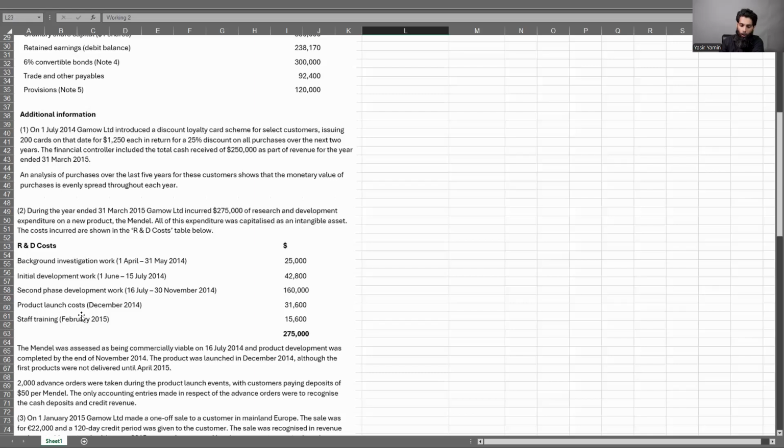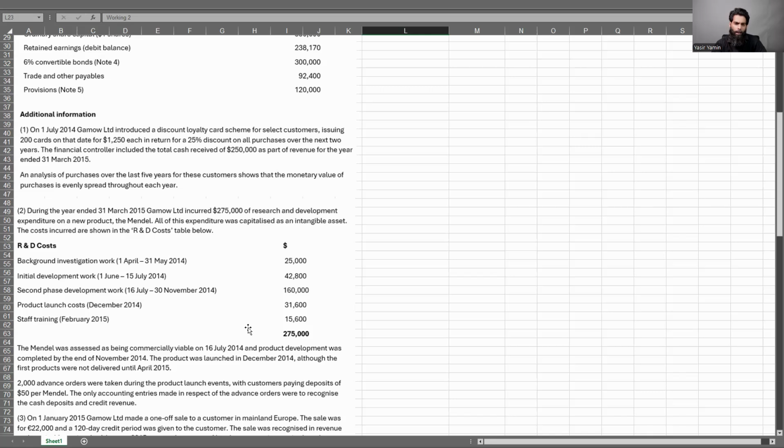Product launch cost, December 2014, $31,600 incurred on product launch. Seems like a marketing cost. Can you capitalize a marketing cost? No, no, marketing cost can never be capitalized. Marketing occurs when the development is already complete. Then you market. It's not a development cost, so to say. It should go in P&L.